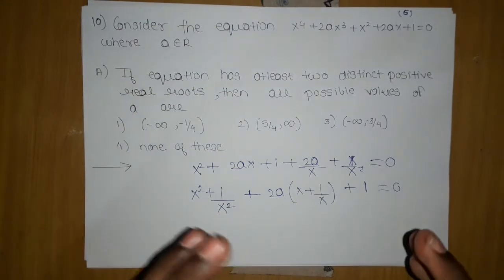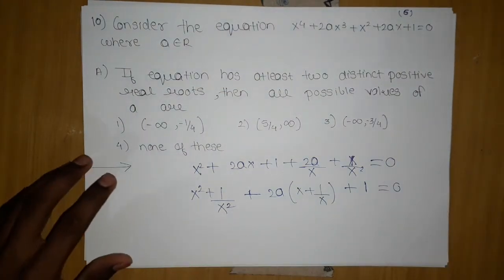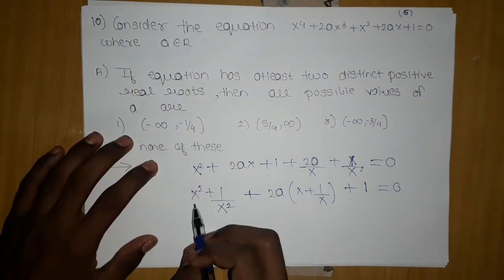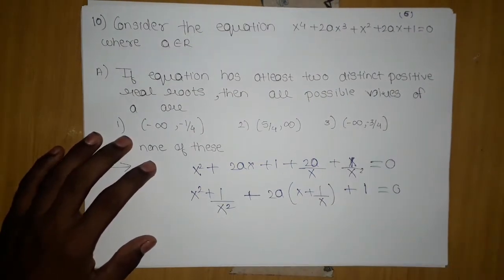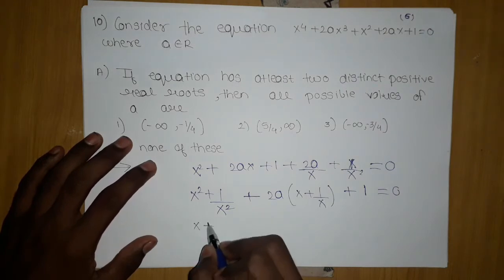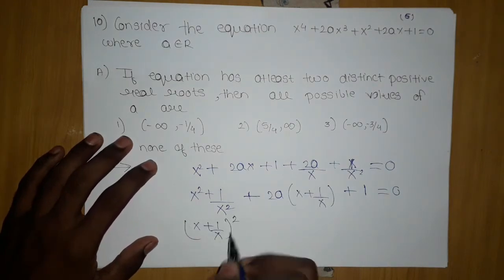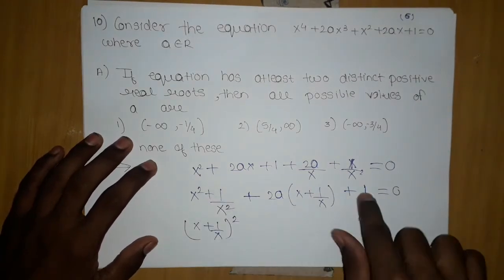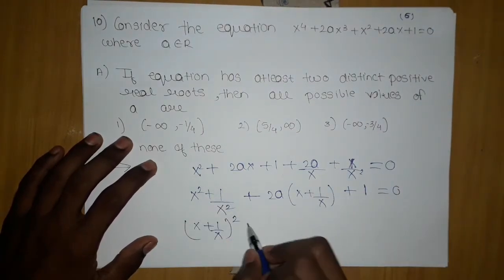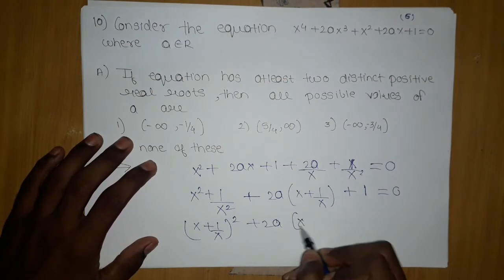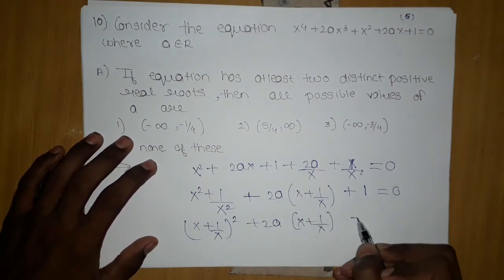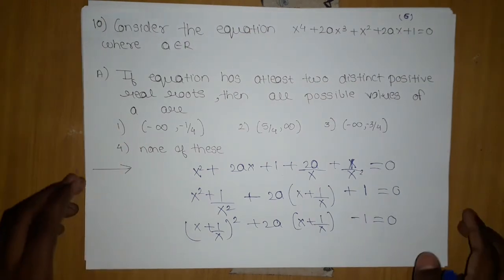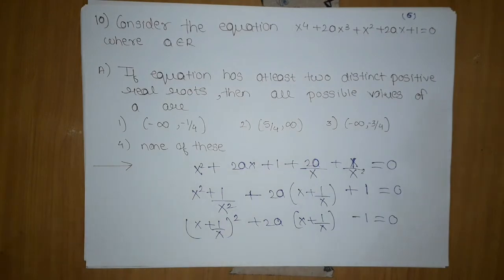Now you see something like x square plus 1 by x square. So we can form the a plus b whole square formula by adding plus 2 and minus 2. The plus 2 will be used to make this a perfect square, and minus 2 plus 1 is minus 1. Just be alert, otherwise you will make some silly mistake and the answer will not match, which will waste your time, then you have to recheck the question.